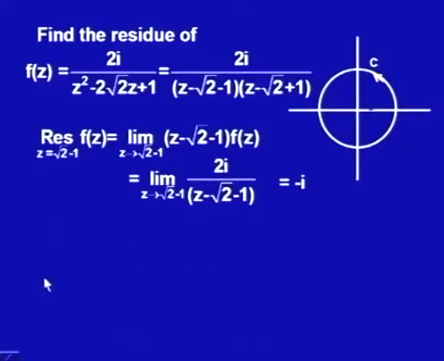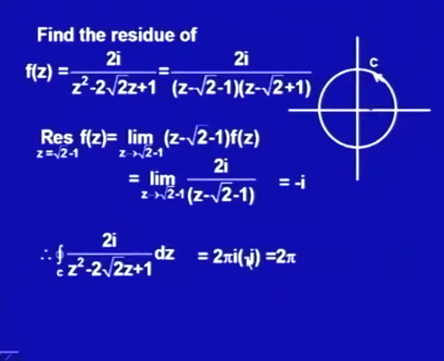Now, using this residue method, we get the integral of 2i upon z square minus 2 root 2 z plus 1 on the unit circle. The contour is the unit circle, so it is 2 pi i into the residue at the singularity, that is at root 2 minus 1, which is minus i. We are getting 2 pi. So the integral from 0 to 2 pi of 1 upon root 2 minus cos theta d theta is 2 pi. You see, it is such a simple way we could find this integral using the residue method.